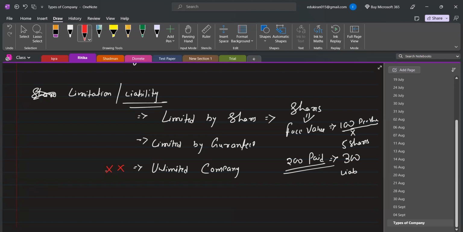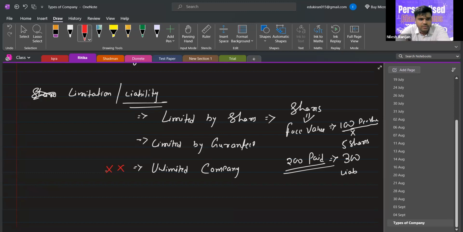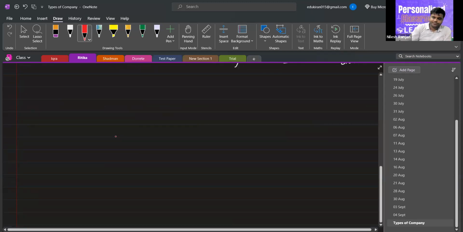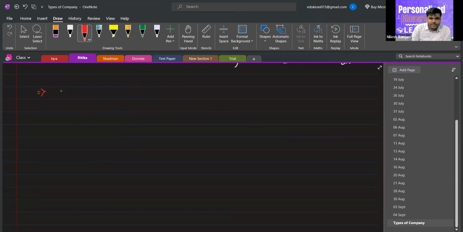But for theoretical purposes, yes, on the basis of liability, there are 3 types of company: limited by shares, limited by guarantee, and unlimited company. Is this clear? Yes, sir. Okay. Now, types of share. After this, there is the concept of types of shares.